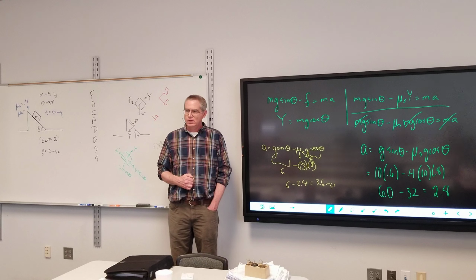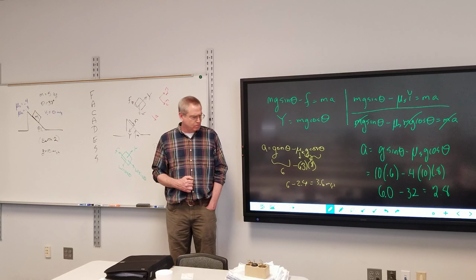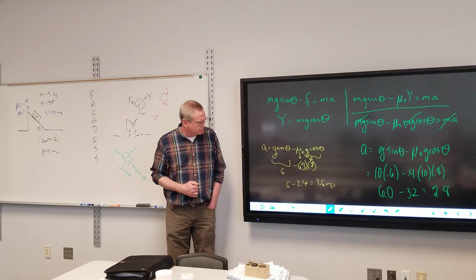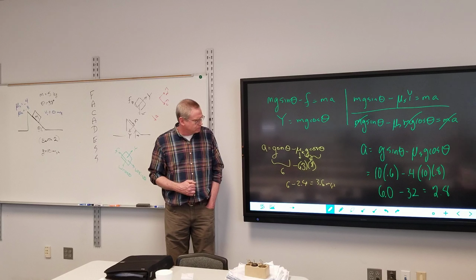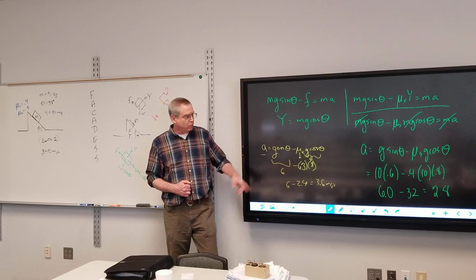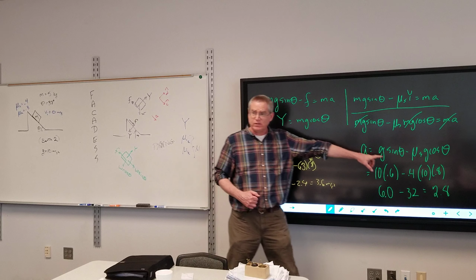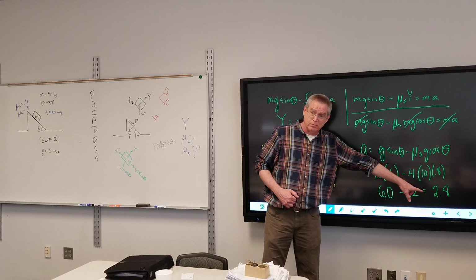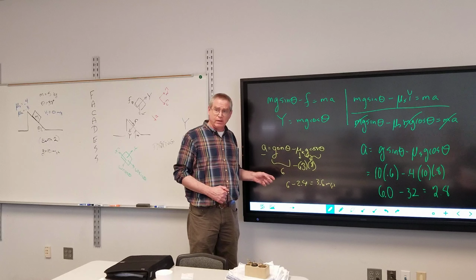Wait, so both of those are our speeds? Pardon? So the 6 and the 2.8 are our accelerations. Oh. So first we see accelerations if it's static. If it does move, then we have to use the kinetic.